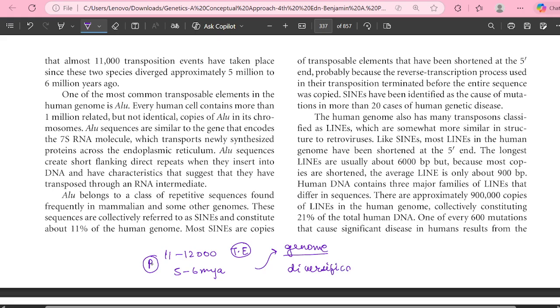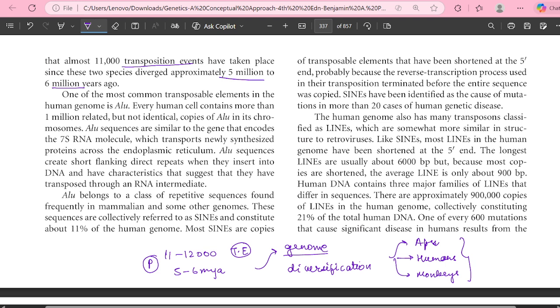and because of the genome diversification, some of these primates evolved into apes, some of these primates evolved into humans, some of them evolved into the monkeys. So all this diversification and evolution has been a result of the transposition events which had taken place approximately 5 to 6 million years ago.